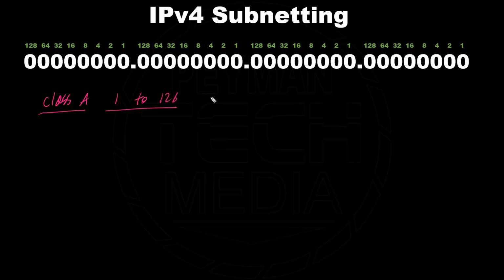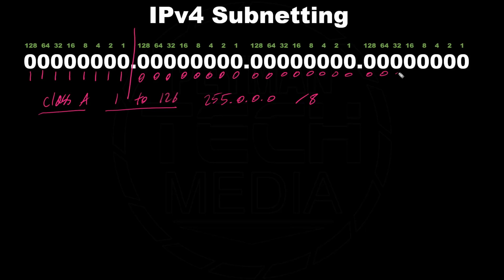So the class A default subnet mask is 255.0.0.0. So we have /8 for the prefix. What does it mean? It means that we have 8 bits for the network bits. This is our cut line, and the rest is the host bits. All zeros. So zeros represent the host bits, ones represent the network bits. Now where are the subnet bits?